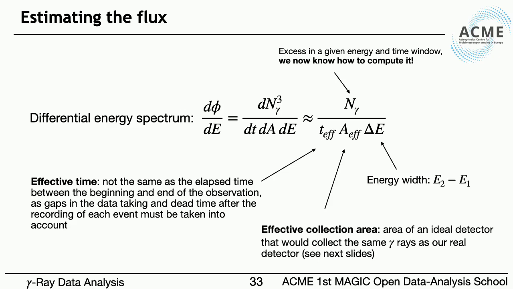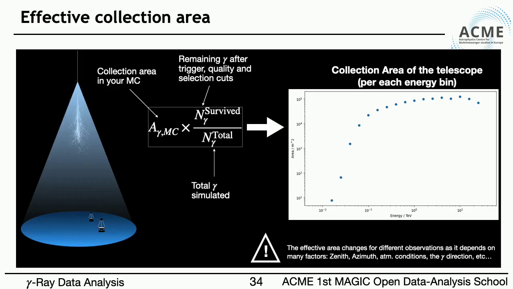Similarly, the effective area is not just the geometrical area of your telescope. It is defined as the area of an ideal detector that would collect the same number of gamma rays as our real detector. Being a very important concept in gamma ray astronomy, it deserves a better explanation, which is the reason why I put this slide here.